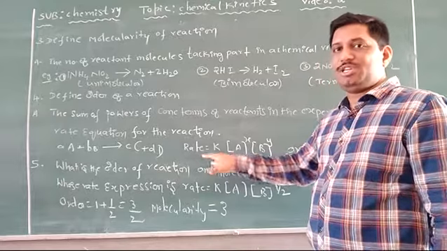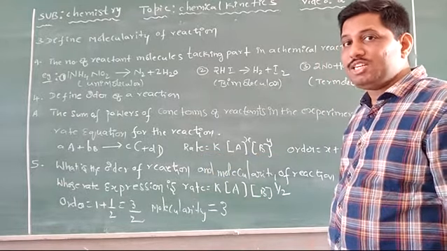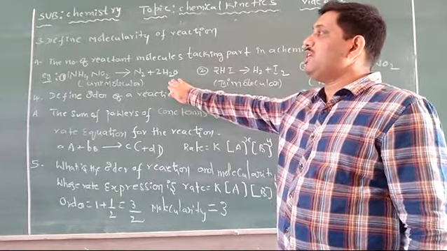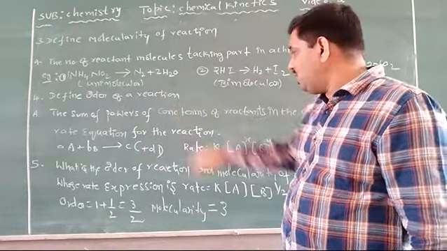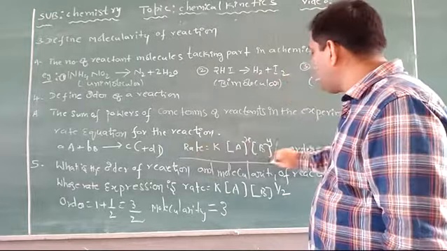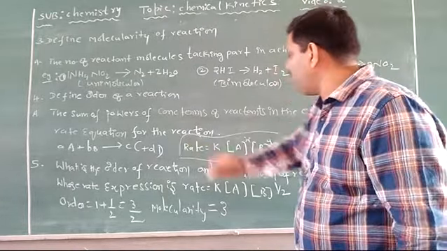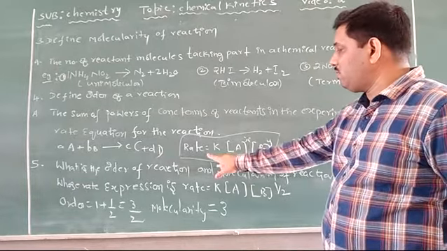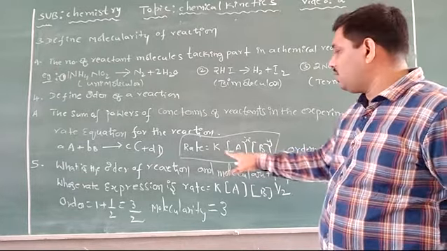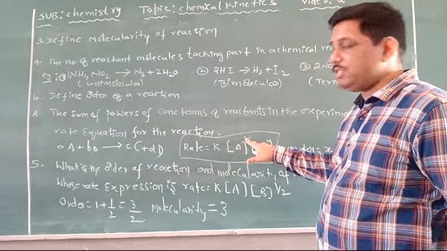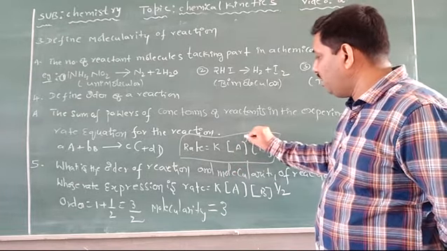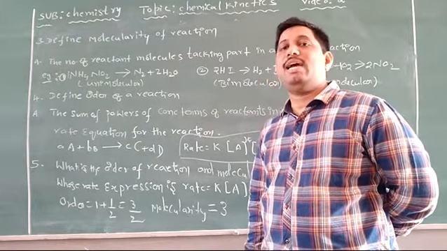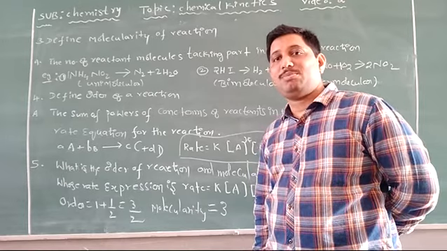Therefore, the rate expression, the rate law, can be determined experimentally. It is not obtained from the balanced chemical equation, like molecularity is. It can be obtained experimentally only. Therefore, the rate of the reaction is equal to some constant K into concentration of A to the power of x, concentration of B to the power of y, where x and y can be determined experimentally.